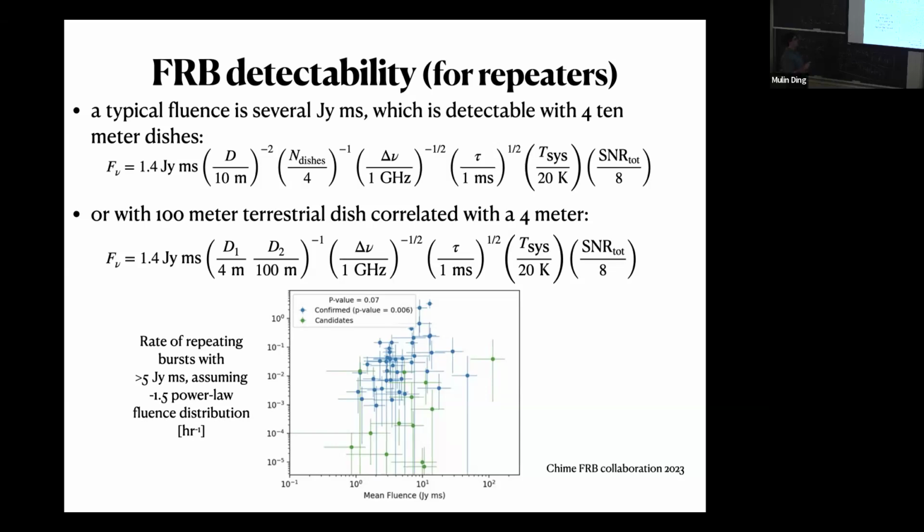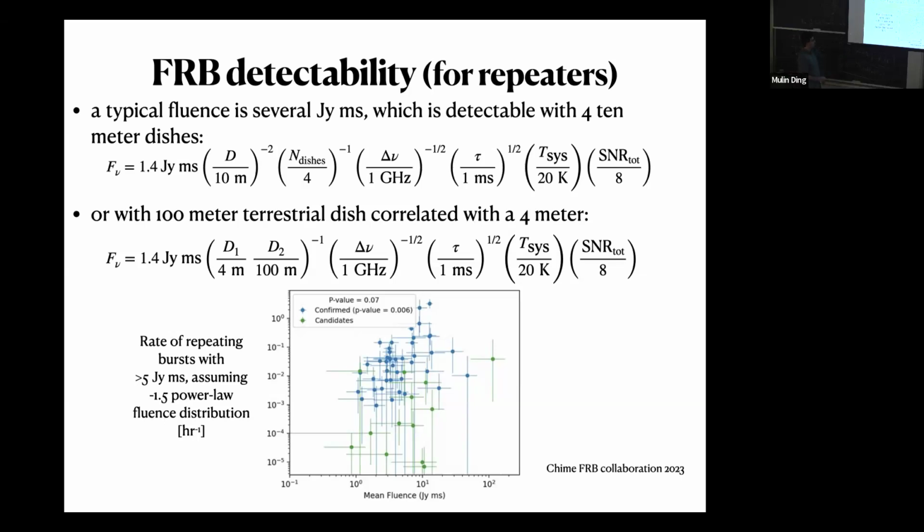Alternatively, you could put 4-meter dishes in space and have a 100-meter big collecting area on the ground. The 100-meter will get your electromagnetic template, which you can then use to pull out your voltage in the satellites, and that has the same sensitivity. In fact, that might be the preferred way to go. So you could get by with relatively modest dishes in space to detect these.